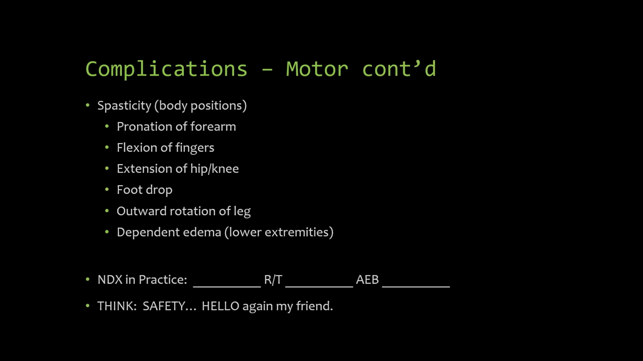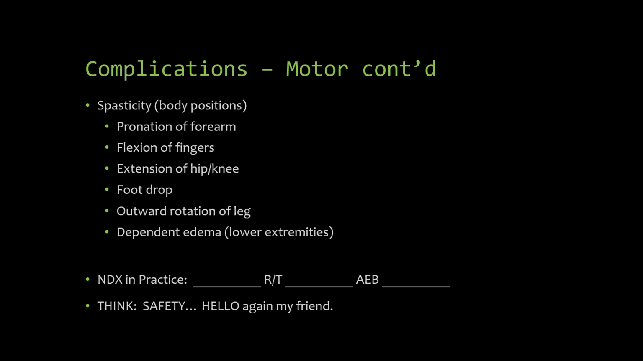So just to follow up a little bit more on that spasticity, that's going to affect the body positions when we're thinking about motor complications, and that could be pronation of the forearm, foot drop, rotation of the leg. So when we're thinking about practice, we need to always think about, what kind of evidence do we see, what's the cause, and what's our nursing diagnosis. That's going to drive a plan of care.